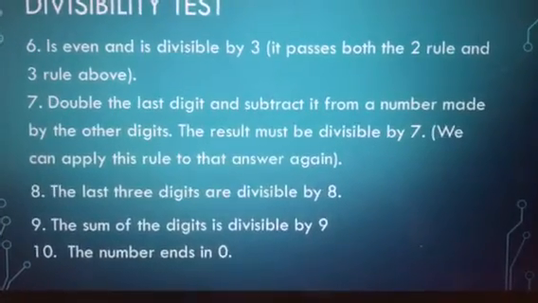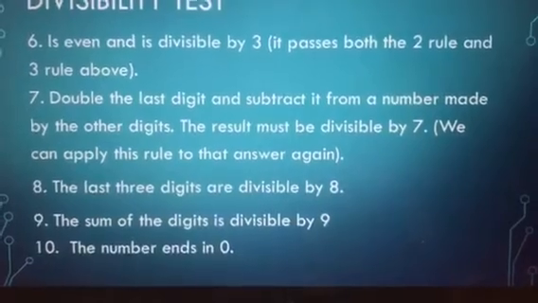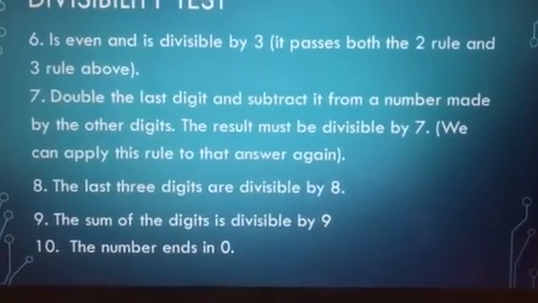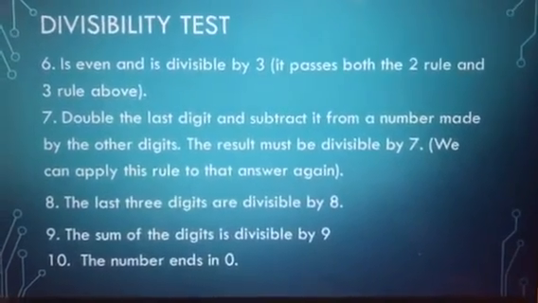And we can apply this one over and over again. For 8, the last three digits are divisible by 8. For 9, the sum of the digits is divisible by 9. And then obviously, for 10, the number ends in 0. So the two examples that I decided to pick were 3 and 7.